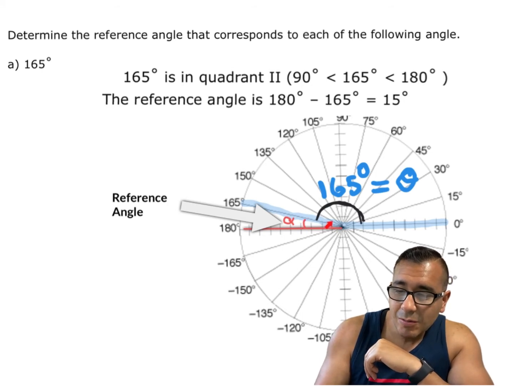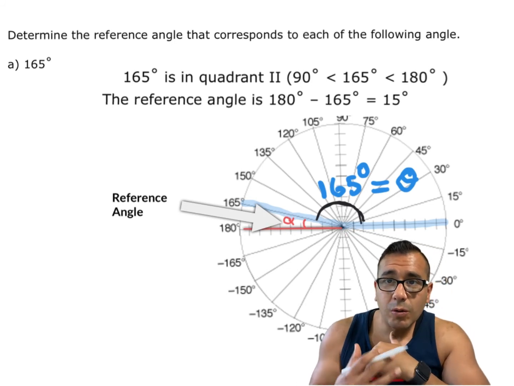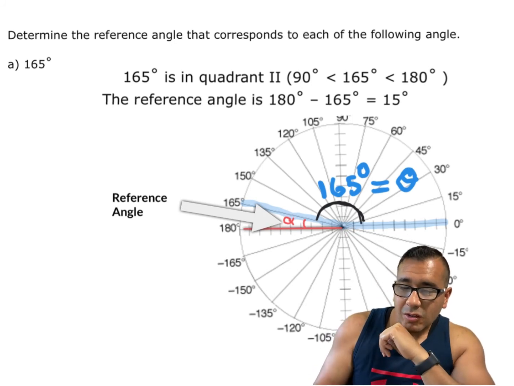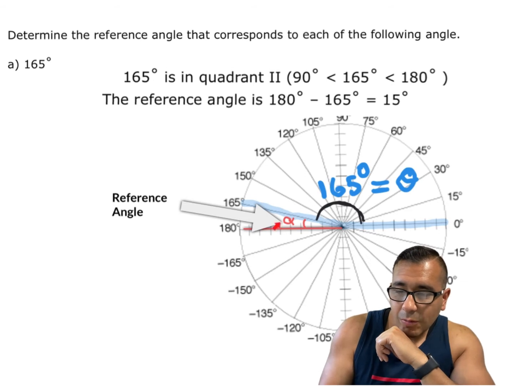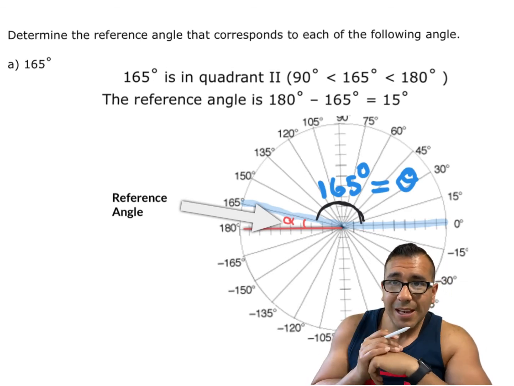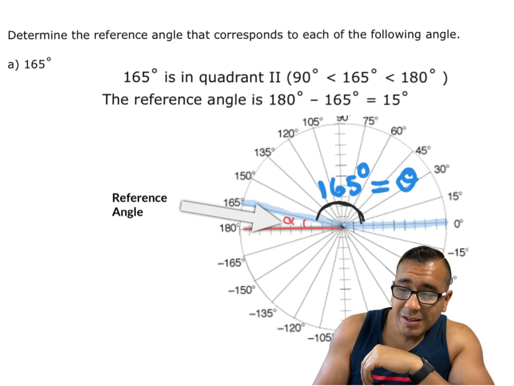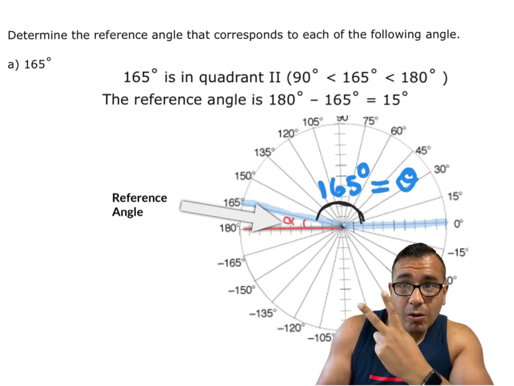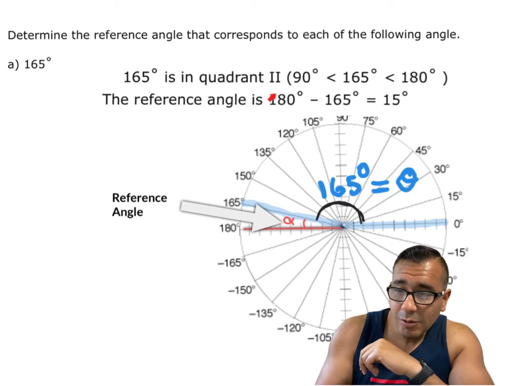So this angle right here, this is your reference angle. This is what we're looking for, all right? So how do I find this reference angle right here? According to that table that I showed you, since I'm in quadrant 2, you're gonna go with 180 minus that angle that they gave you of 165. And so that gives you 15.